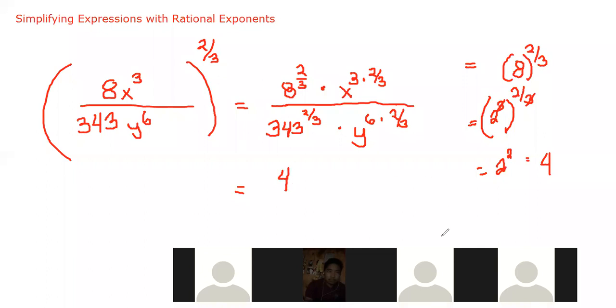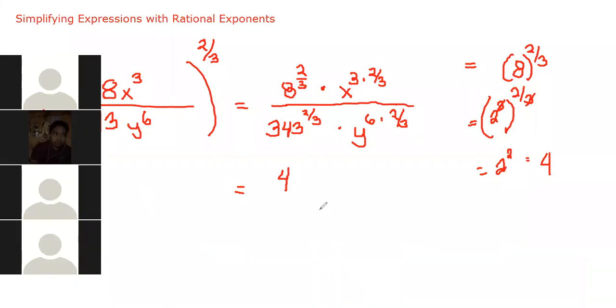Then, ito namang sunod. We have x. So, yung exponent na lang pala yung pag-multiply natin, diba? We have 3 times 2 over 3. So, cancel lang natin itong dalawang 3. So, ito ang matitira. So, x squared. So, meron na tayong 4x squared. Then, dito naman tayo sa pangalawa.